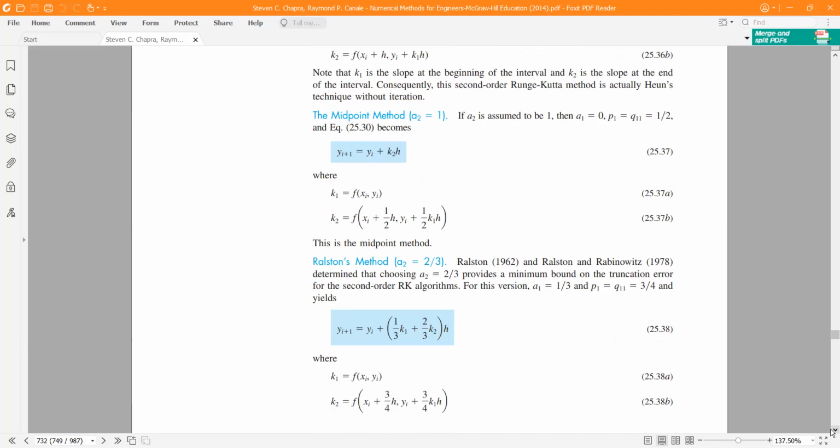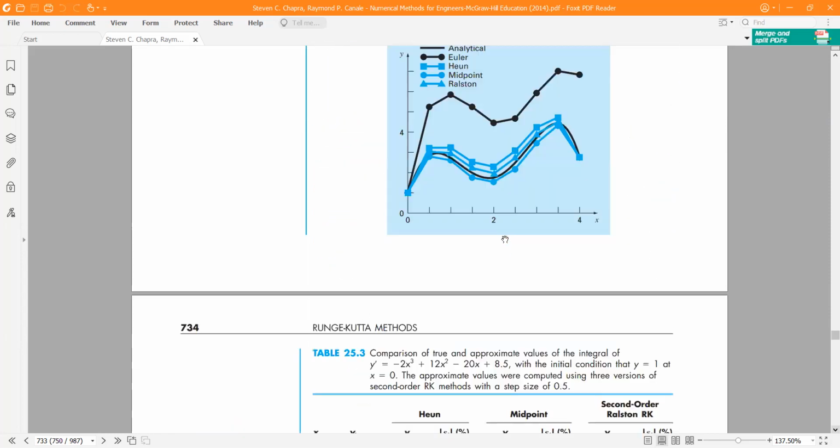Another technique is called the Ralston method. Here in this case, your slope is estimated by weighting. The first slope, K1, calculated at the starting point, is weighted by 1/3. And your next slope, calculated at 3/4 of your step size, is weighted by 2/3. And this is what you have in this example. Try to redo this example and compare by using this figure. This is very simple to calculate.